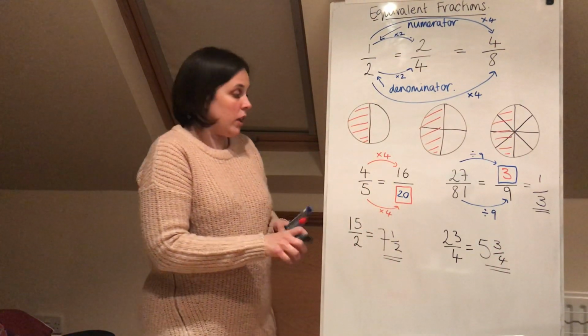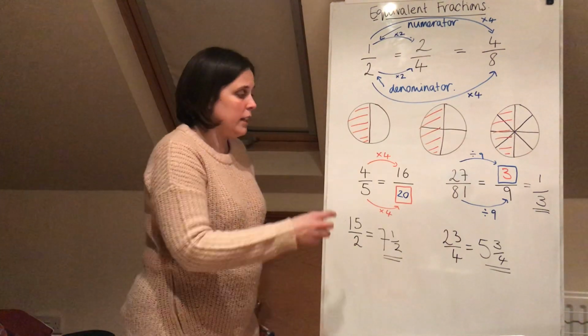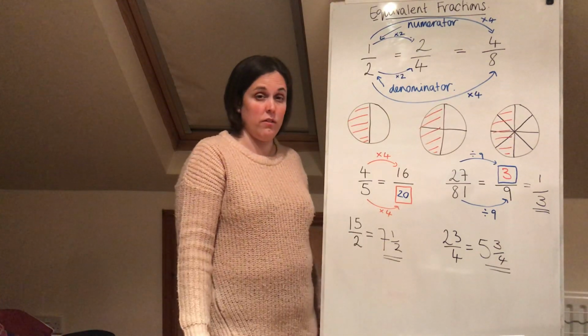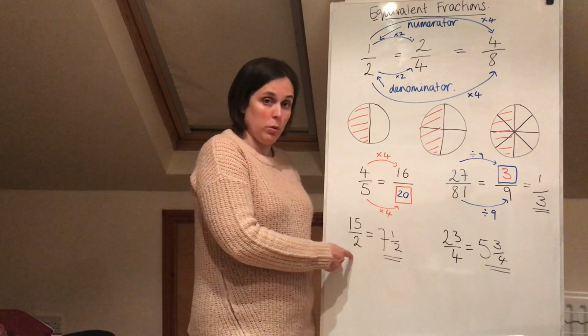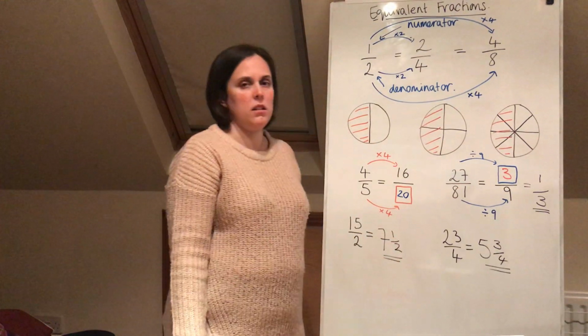So get as close as you can with the times table, and then whatever you've got left over, you just put over that denominator to finish it off. So this would be called an improper fraction, and these parts here are called mixed numbers.